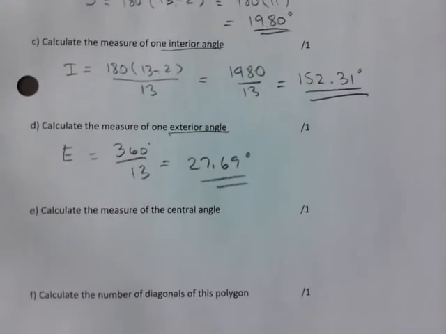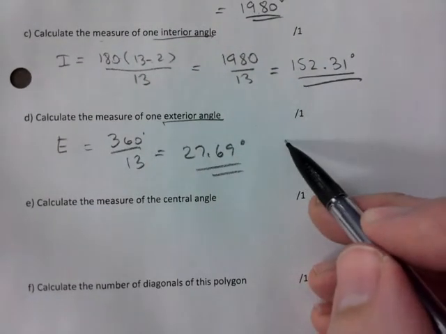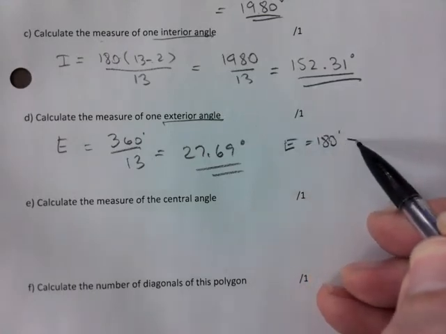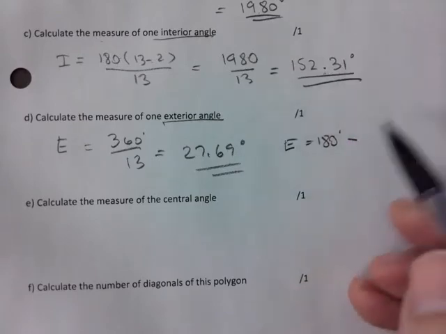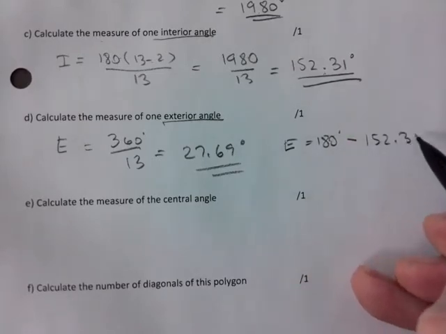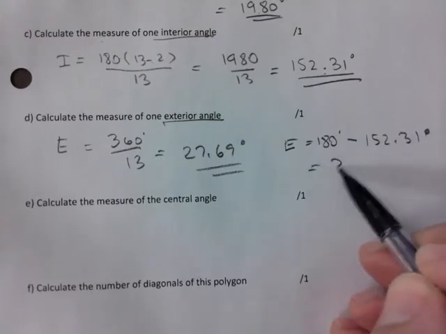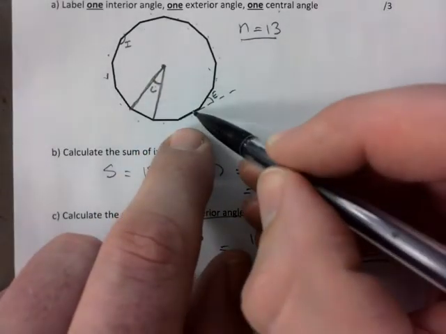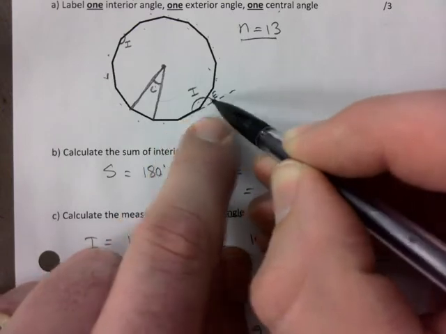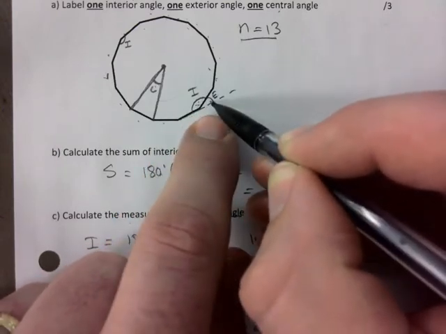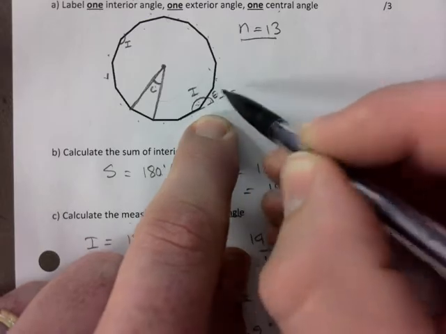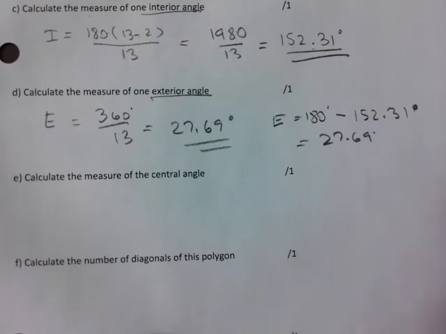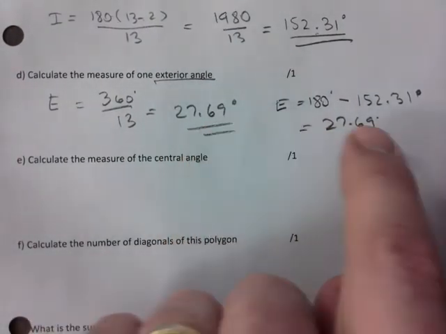Another way of figuring out the exterior angle, anybody know? 180 minus this one, right? Why is this? Because of the fact we talked about, that an interior angle is right next to the exterior, so they add up to 180. So if I give you either one of them, you can find the other one using this secondary formula, basically. But anyways, nonetheless, that's how you get it.